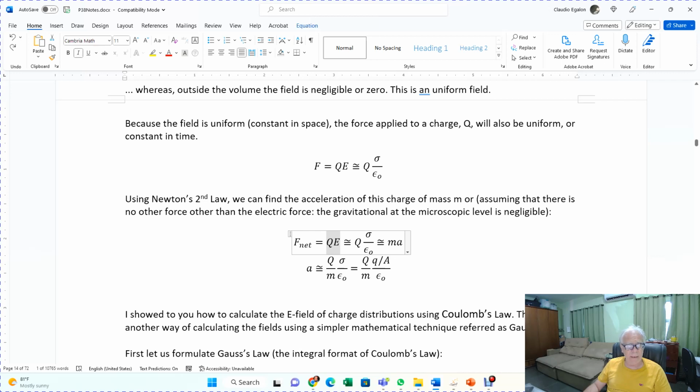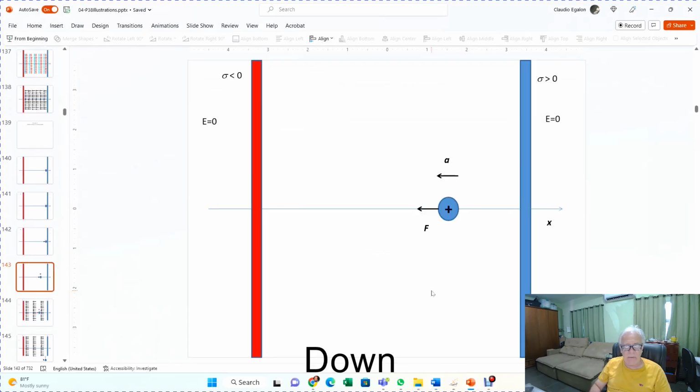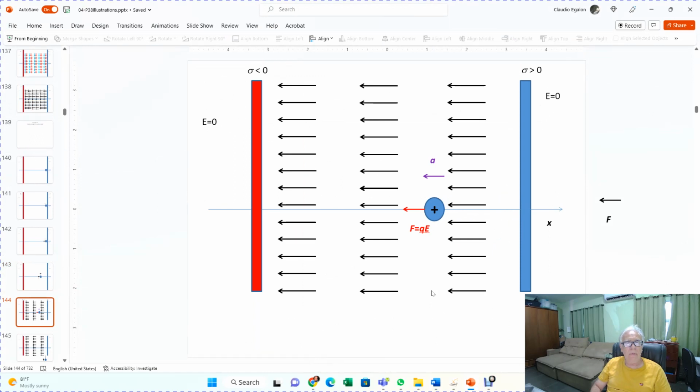Assuming that there is only an electric force, the net force is QE, Q sigma over epsilon naught, equals mass times acceleration. Newton's second law also holds under this circumstance, and you can obtain the acceleration of this charge within that field. It's going to be something like that. Okay? Q over A is going to be the sigma of the plates. So this charge is going to be linearly accelerated, right? Okay, here you go.